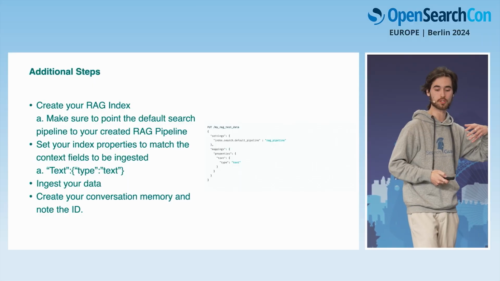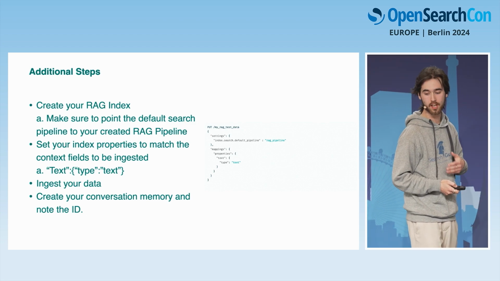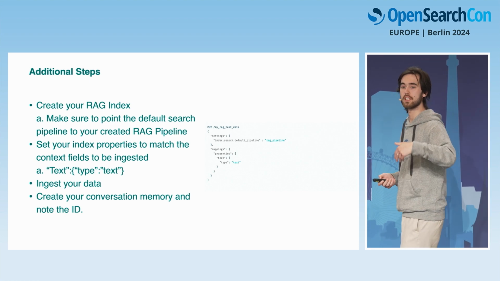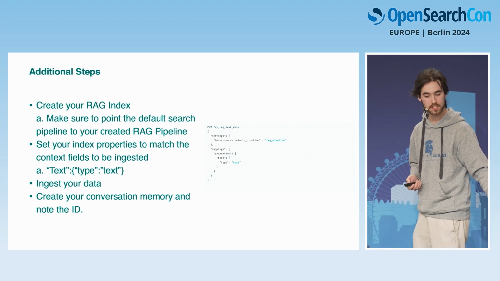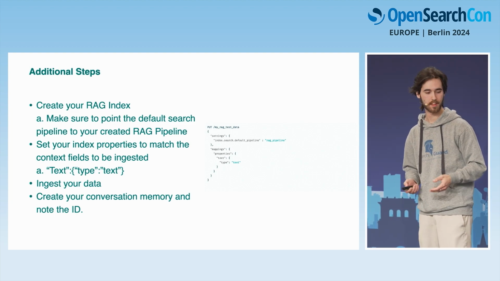After that, we're going to do a quick-fire run of setting up the additional parameters. We need to, of course, create our index, which I've labeled on the right. As I said, a very simple one. We're calling it my RAG test data. We're setting the default pipeline to be that RAG pipeline that we created in the previous step. And we are putting in a property, text, of type text.